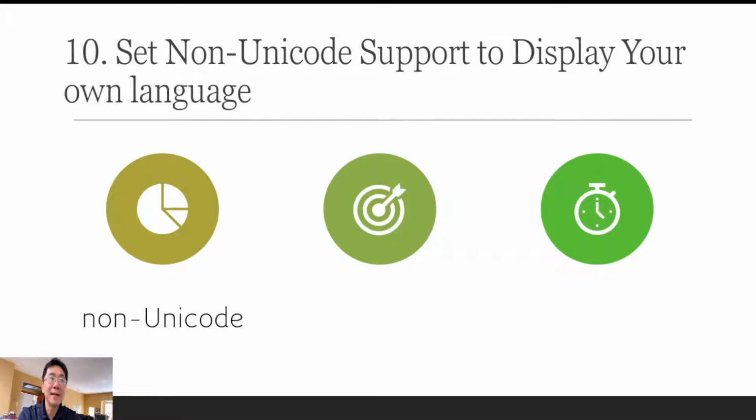Okay, so let's go to the next one, the last one. I call it supporting your non-English language. If you use Chinese or Japanese or Korean applications, you might see some applications display weird characters. This feature is called non-Unicode characters in Windows. They couldn't display correctly by default. So then you need to enable that one to support your own language.